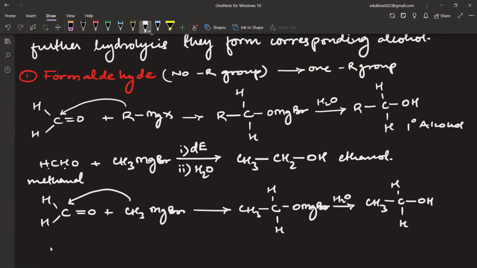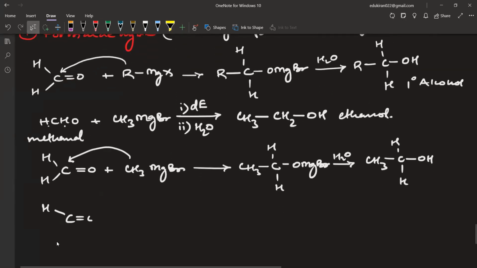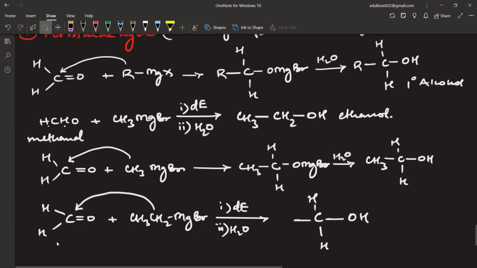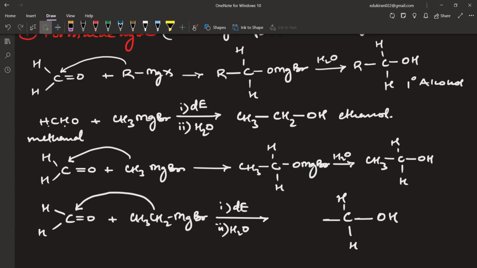You can have addition of 2 carbon atoms, 3 carbon atoms also. How? Please see here. We have the same thing: hydrogen, C double bond O, and hydrogen. And I am adding here CH3CH2MgBr. I will write the product directly. The first case we have dry ether. The second case I have water. This CH2 will attack this carbon atom. So this carbon atom will have 4 bonds. 1 bond will be OH. The 2 bonds will be hydrogen and hydrogen as it is. And here it is getting attached with CH2CH3. This CH2CH3 is coming from the Grignard reagent.